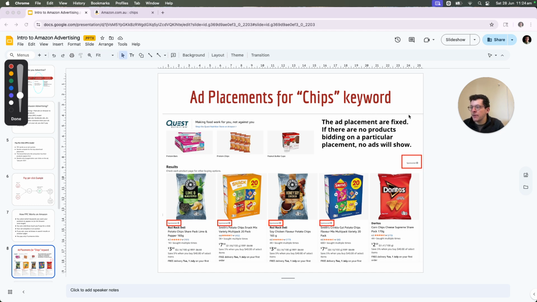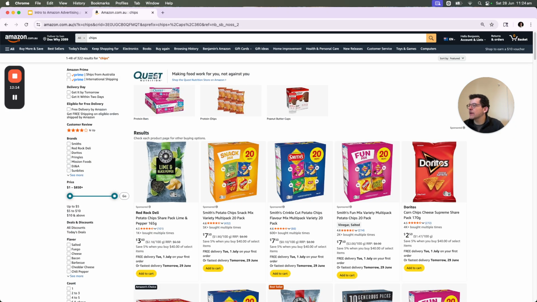So again, the ad placements are fixed. On every page, usually these placements are fixed. However, if there are no products bidding on a particular placement, then no ads will show, and it will just be the organic results. So I'll show you a live example here.